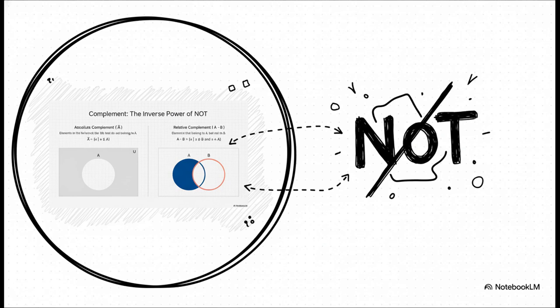Our third tool is the complement, and it's powered by NOT. This is how we define things by what they aren't, and it actually comes in 2 main flavors. The absolute complement is everything out there in the whole universe that is not in A. But the relative complement, or set difference, is way more specific. It's everything that's in A but not in B. It's a real precision tool for exclusion.